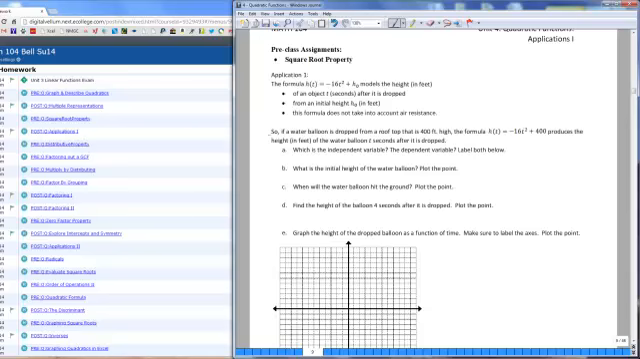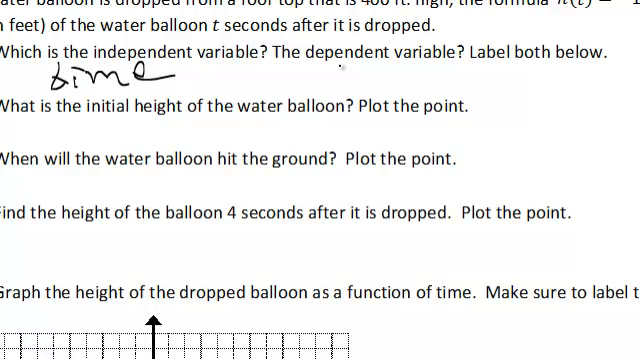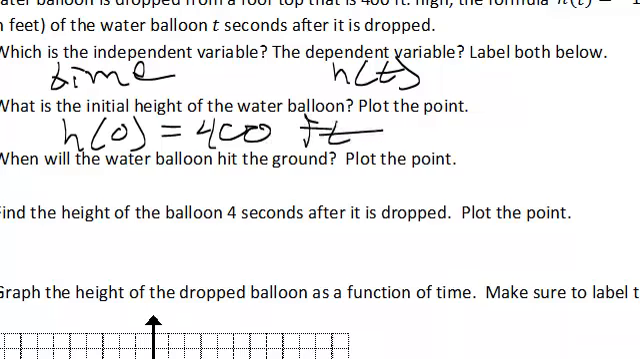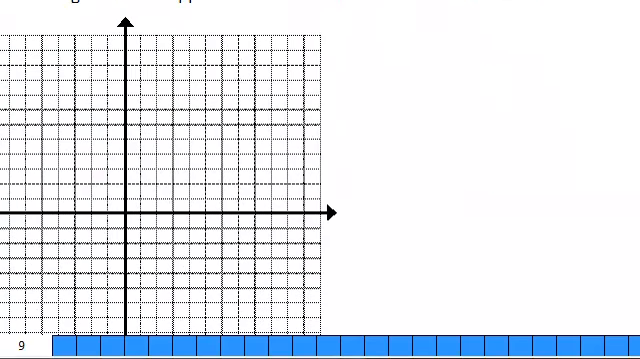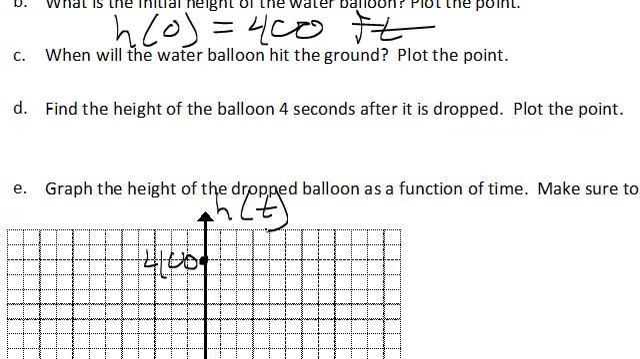So what is the independent variable? The independent variable is time, and the dependent variable is h of t. What is the initial height? So h of 0, when time is 0, is 400 feet. So the water balloon is at 0, 400. We'll call this 400 right here. So this is t, and this is h of t.